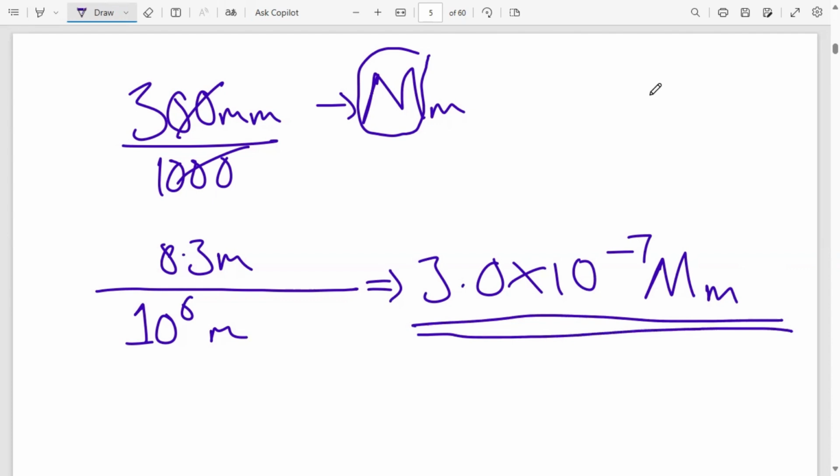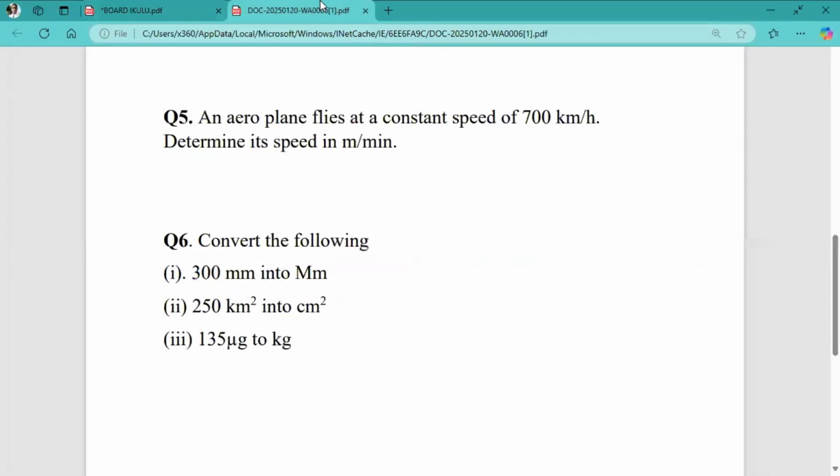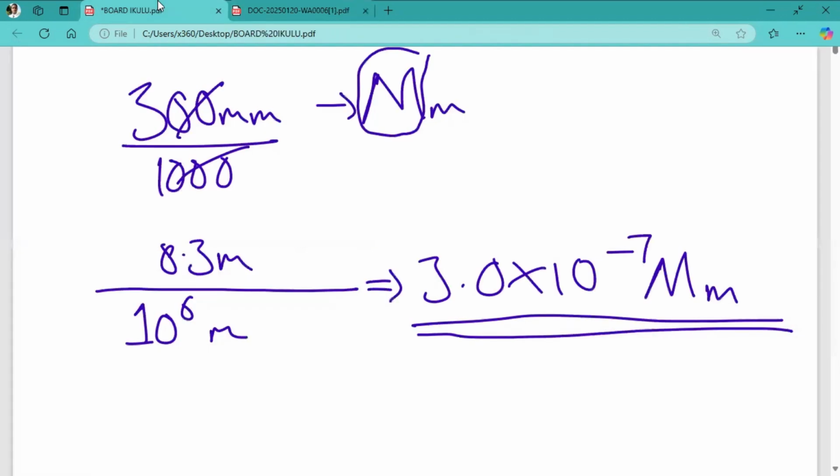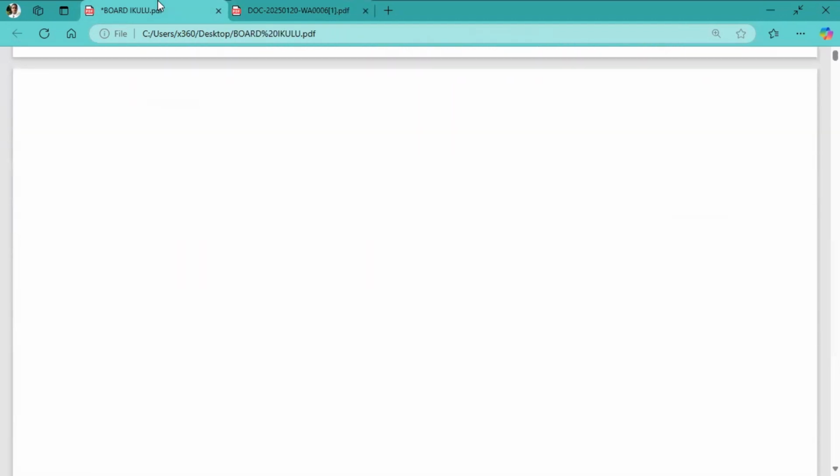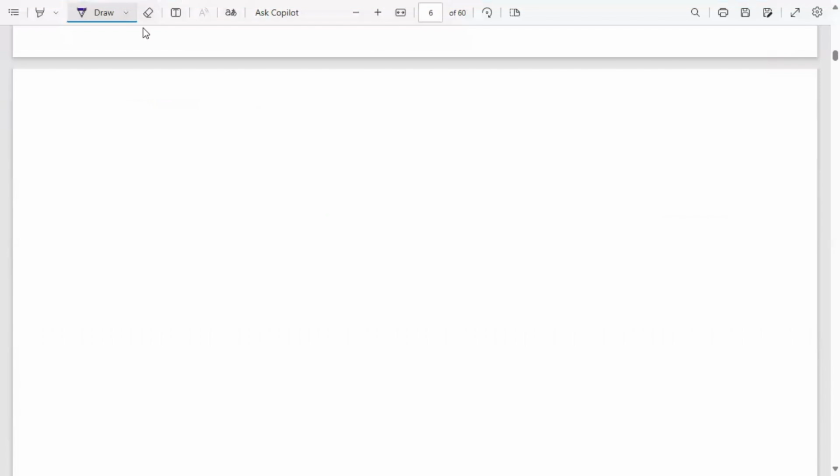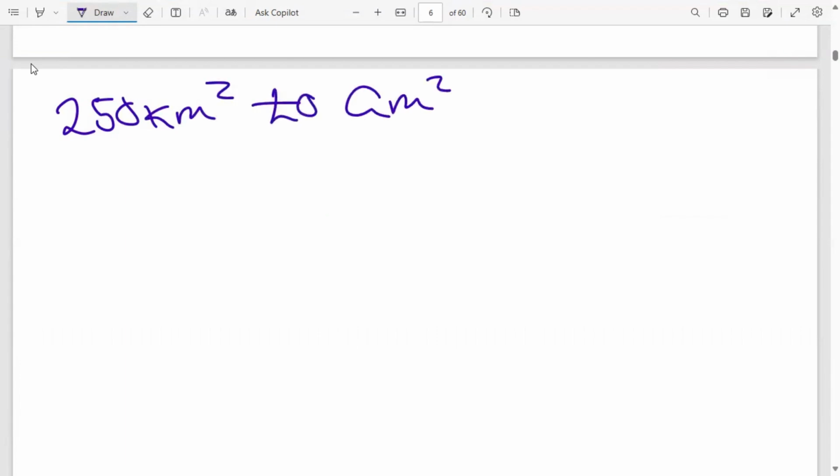Okay, so we'll move on to the second one, which is saying convert 250 kilometer squared into centimeter squared. 250 kilometer squared into centimeter squared. Okay, so 250 kilometer squared to centimeter squared like that. So what are we going to do?